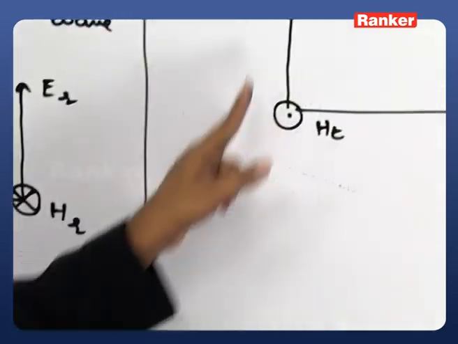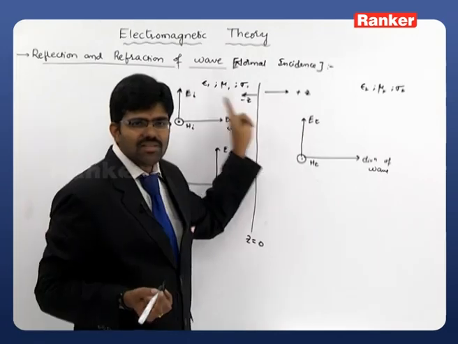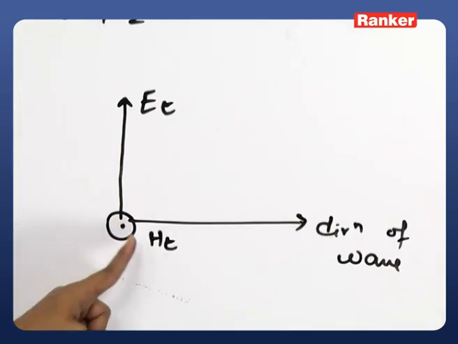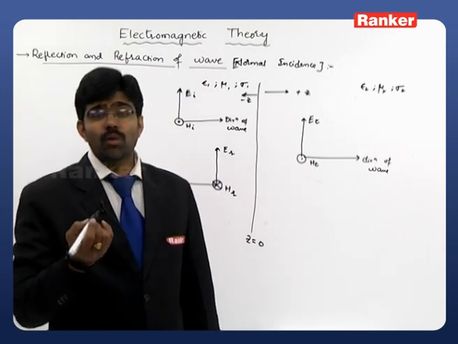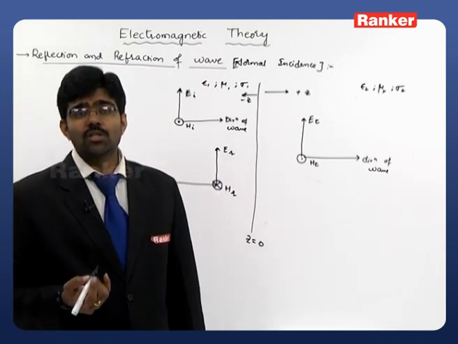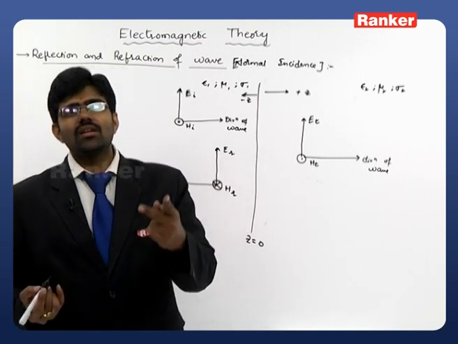Here the direction of electric field will be same as incident wave. The wave propagation direction is same as incident wave. The magnetic field direction is same as incident wave. So one by one we have to write down the equations for incident wave, transmitted wave and reflected wave.